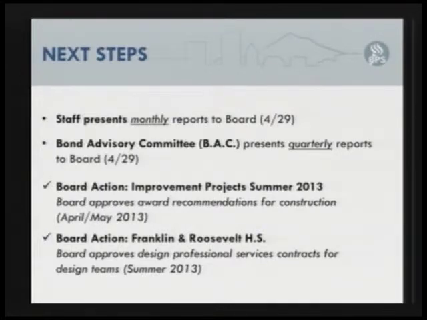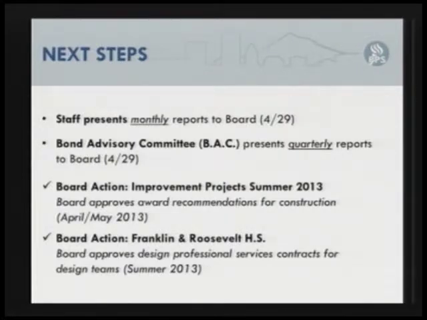Again, I summarized board actions. The ones that are coming up here very shortly are approval of staff recommendations for construction for the summer work, and we actually have 4 packages that'll be coming forward to you, 2 on the 29th of April, and then 2 more on the 6th of May, and those will actually be incorporated on the consent agenda.